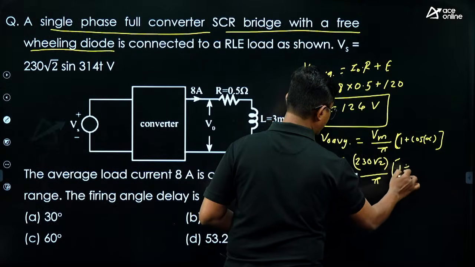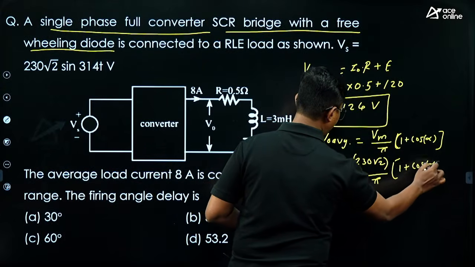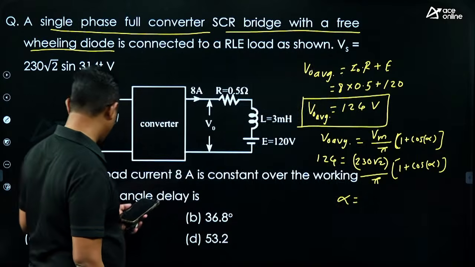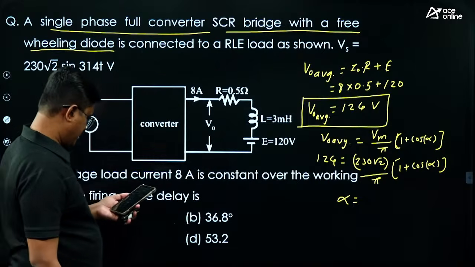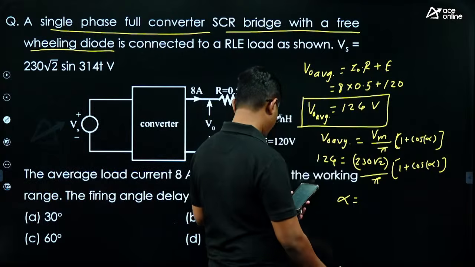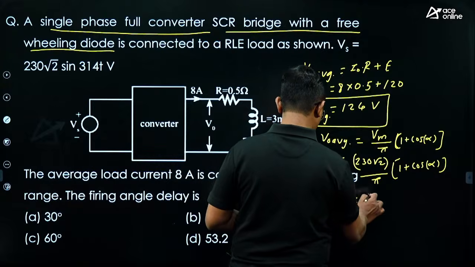Into 1 plus cos alpha. All right. Now from this we can get alpha, na? From this we can get alpha. Yes, you can check this. What you are getting? 53.2. Correct?